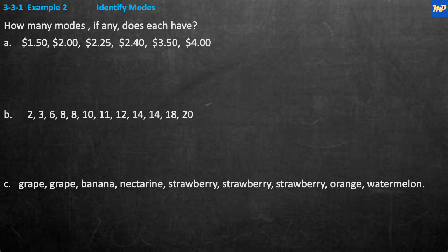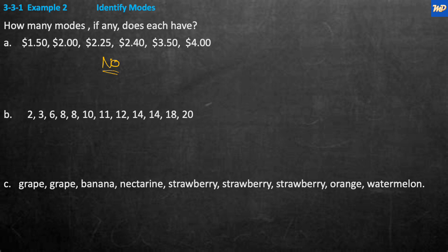So let's look at this. The first one here is $1.50, $1.50, $2, $2.25, $2.40, $2.50, $3.50, and $4. Well, none of them repeat. So there are no modes in this example. None of them repeat. Okay?